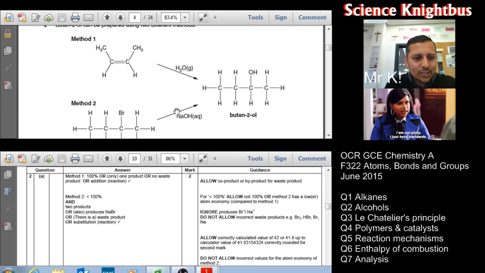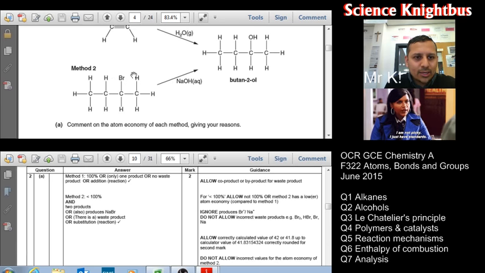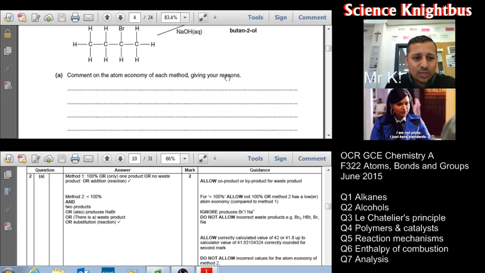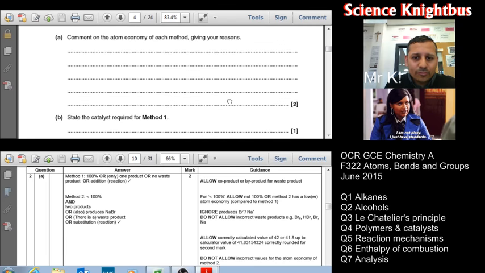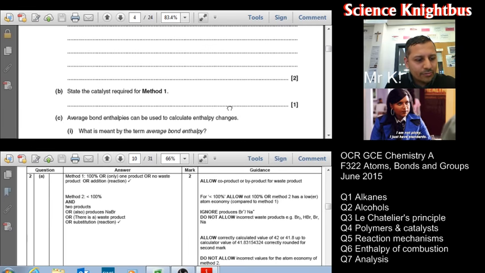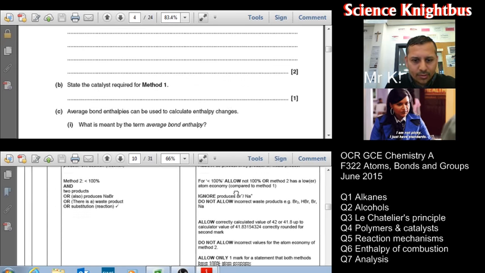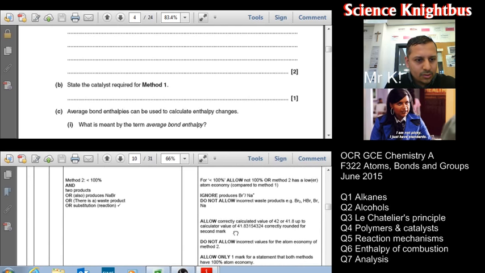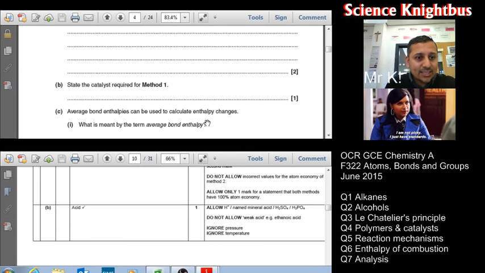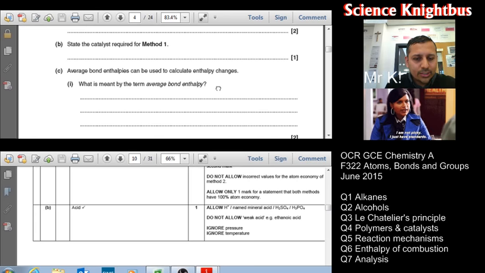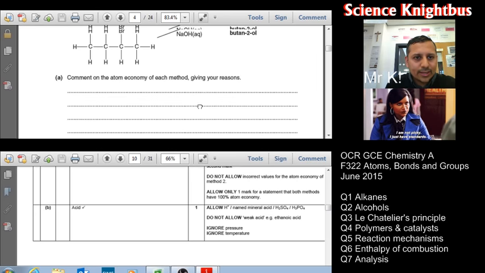So that's a nice 100%. Whereas over here you can see that the bromine has to disappear somewhere, so the atom economy is less than 100%. It's just a quick comment, 1 for one, 1 for the other, 2 marks. Very nice. 2 part B, acid catalysis is required. Obviously, you just need to protonate that.